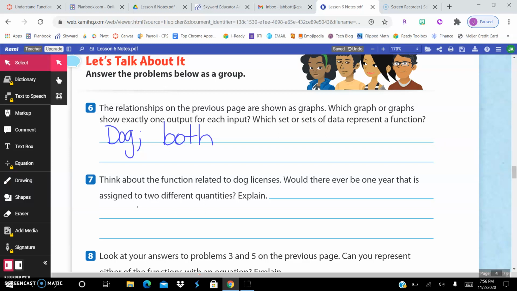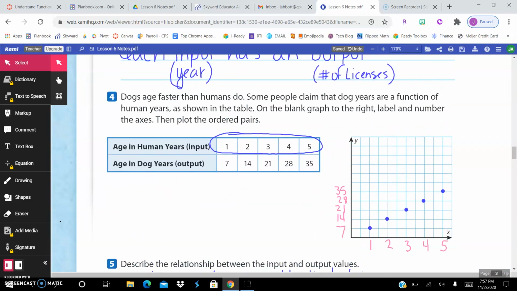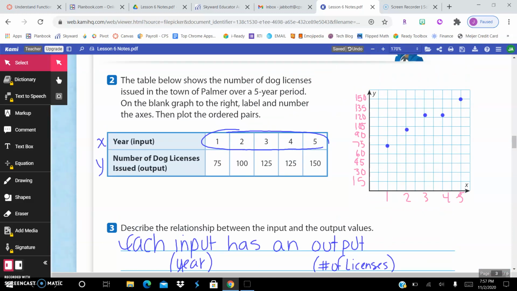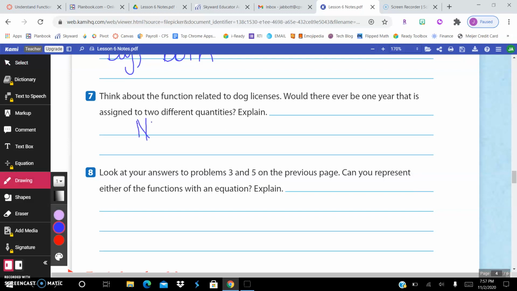And think about the function related to the dog licenses. Would there ever be one year that is assigned two different quantities? No, because each year they are documenting the number of licenses issued for that particular year. So no, there's not going to be two numbers. So on year one, they only had 75. They can't have another number as well. They count how many are there for that particular year, and that is it. There's no other option. So that would be a no.